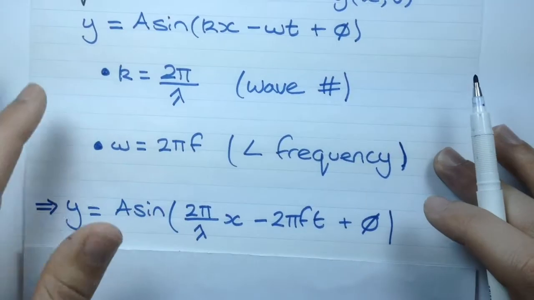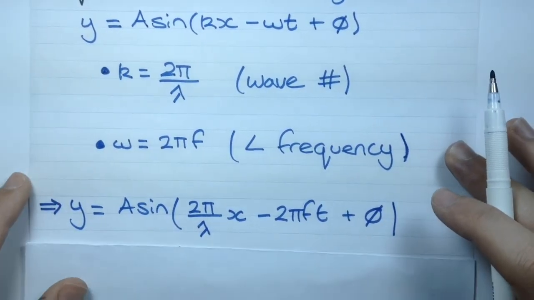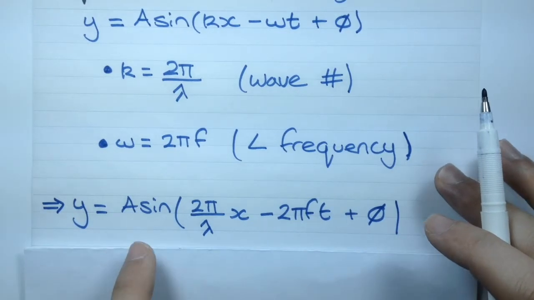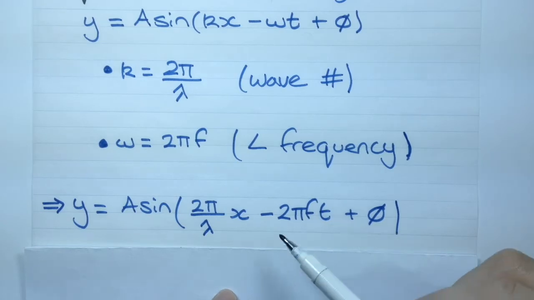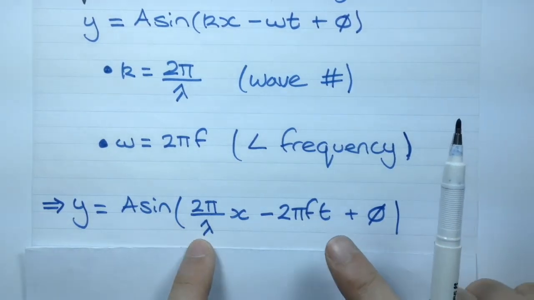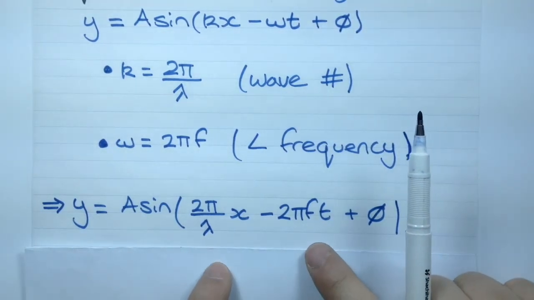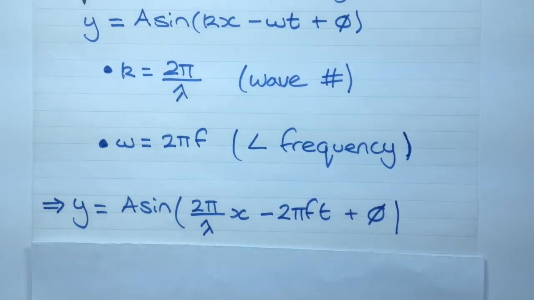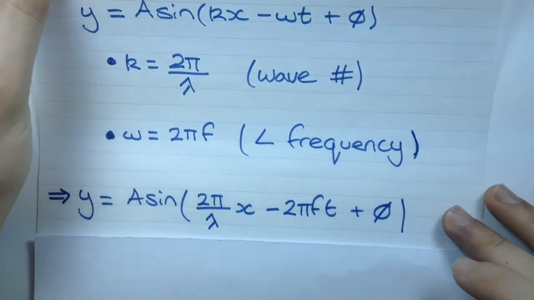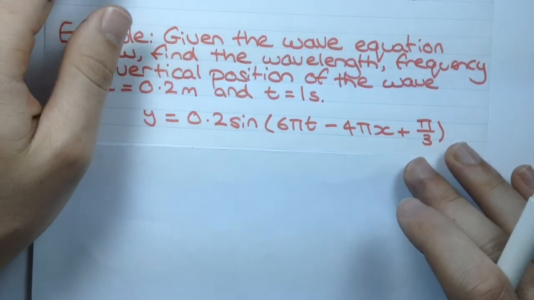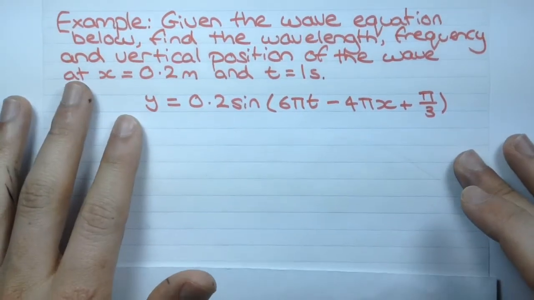And if you substitute those into that above formula, we end up with something that looks like this. y equals A sine(2 pi on lambda x minus 2 pi f t plus phi). So you can see why we've given k and omega as those substitutions, because it makes it easier to write, and also it can help us answer some questions. But first we're going to look at a relatively simple example written down here.